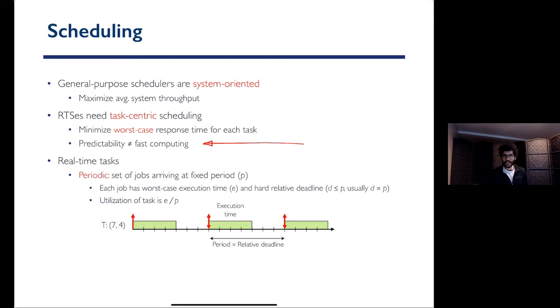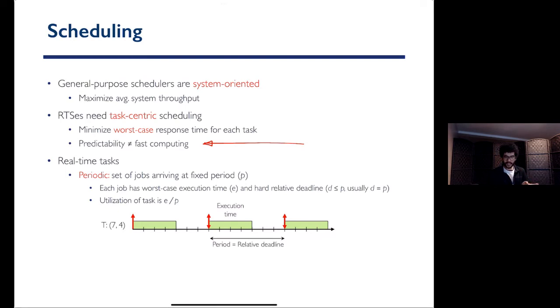Now, to define and talk about these new scheduling policies, I have to define some new terms that we're going to use. The first one that we're going to talk about is the concept of jobs and tasks and periods. So, real-time tasks. Real-time tasks have different types. The first type that we're going to talk about is periodic tasks.